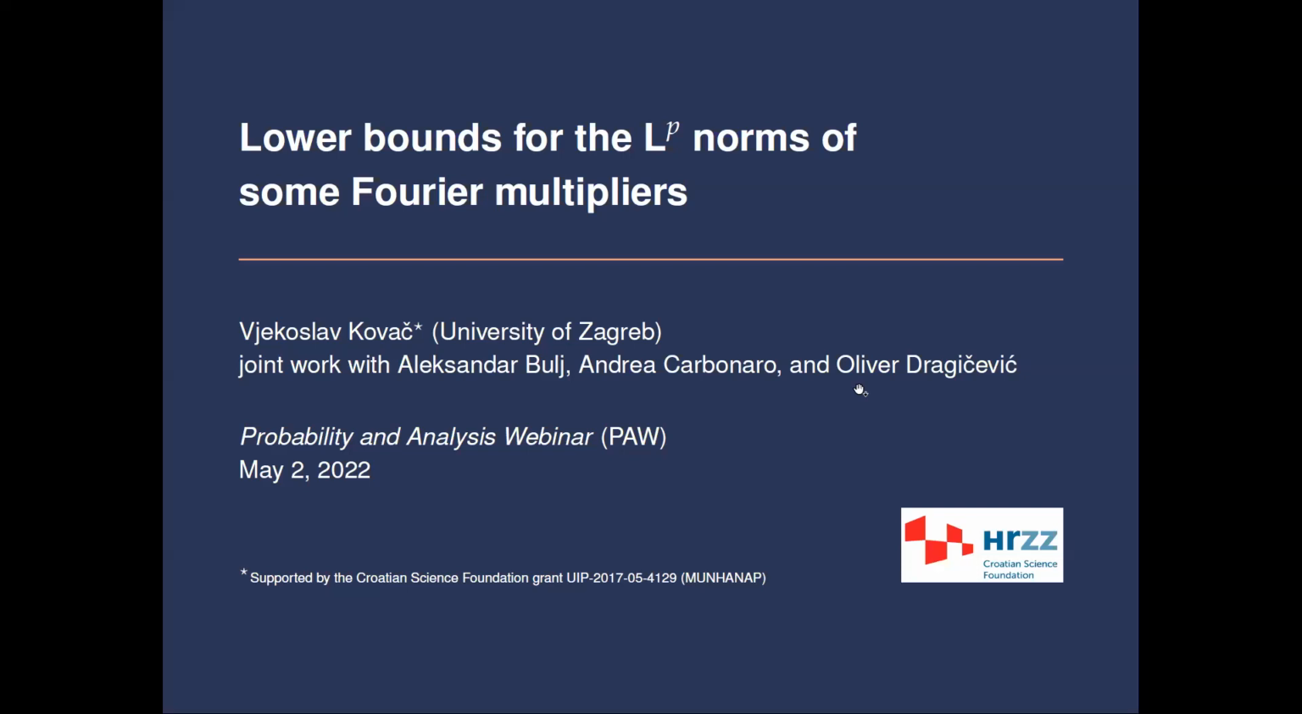It is a pleasure. So my title is Lower Bounds for some LP norms of Fourier multipliers. The talk will consist of roughly two parts. The first half is joint work with Andrea Carbonaro from Genova and Oliver Dragičević from Ljubljana. And the second part is joint work with Alexander Bulj, who is a graduate student here in Zagreb.